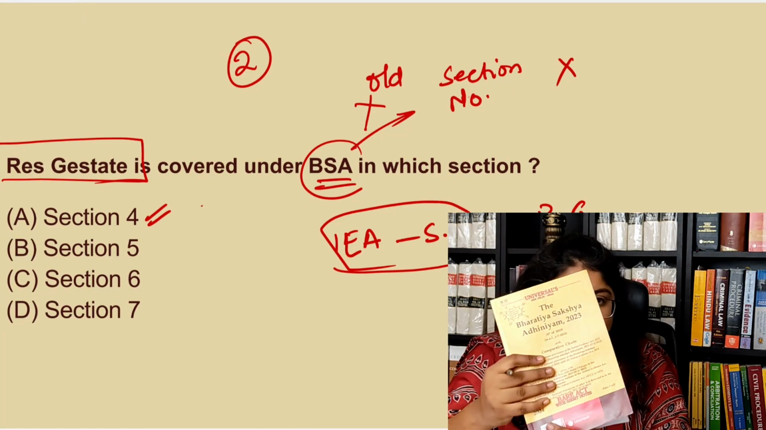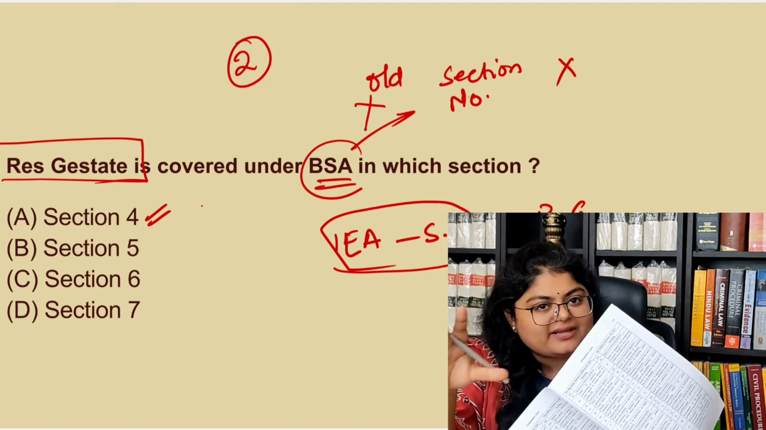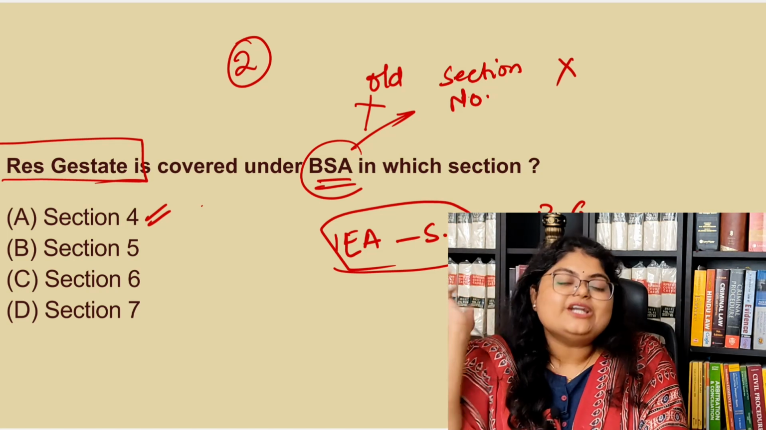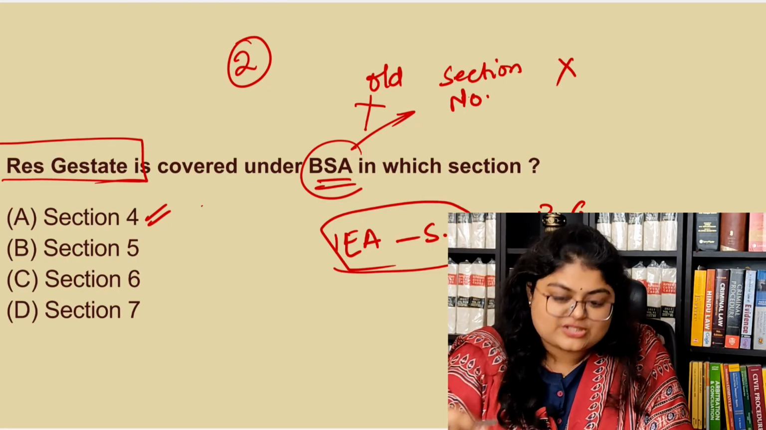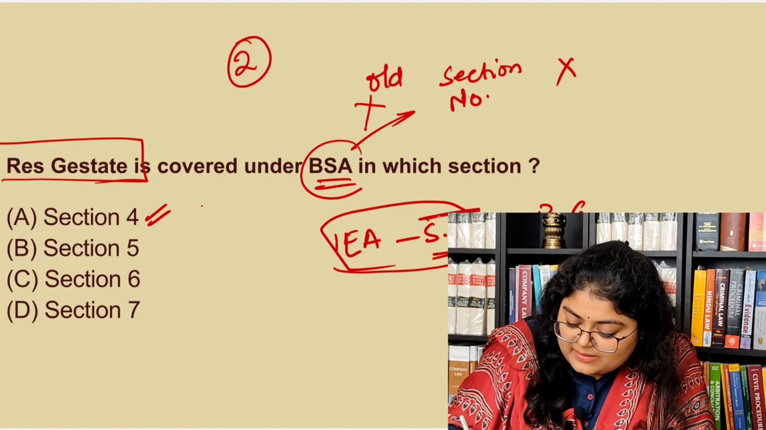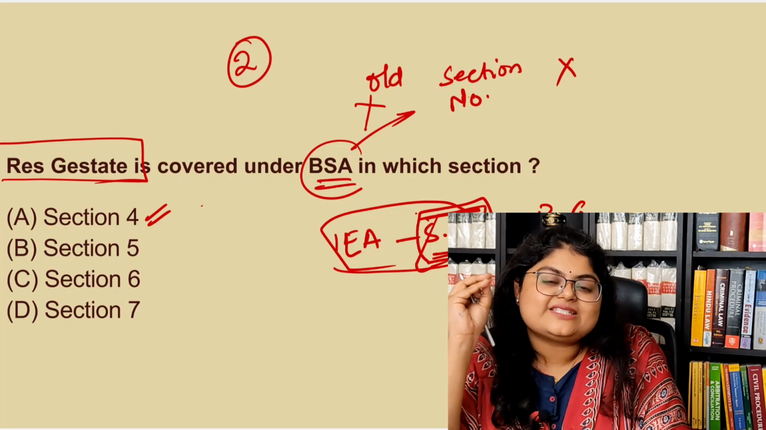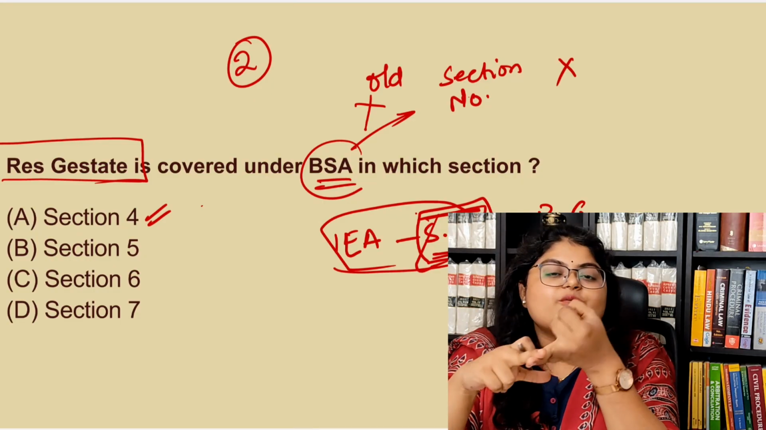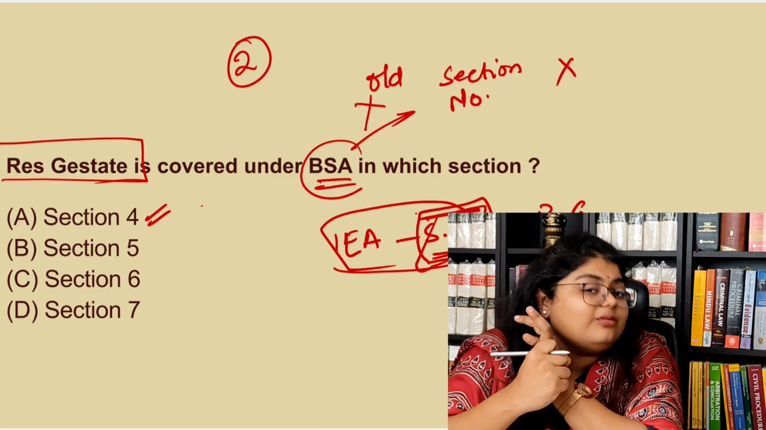You just open the BSA Bare Act. In it, on the first page itself, you will find the comparative chart. Using the comparative chart, you can do this question. But you can do this question using the comparative chart only if you have basic knowledge of res gestae. What is res gestae? Under which section under the old law is res gestae given? This much you should know.